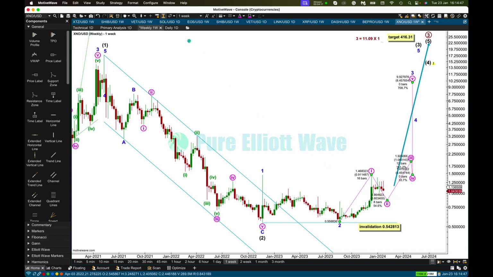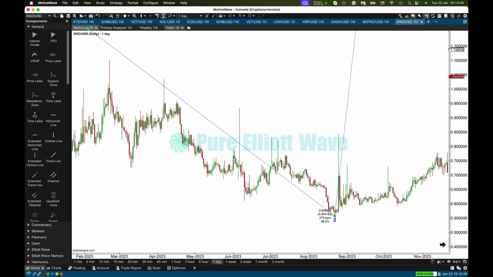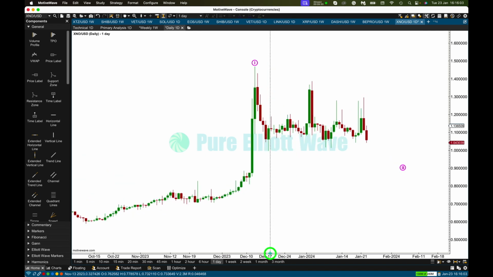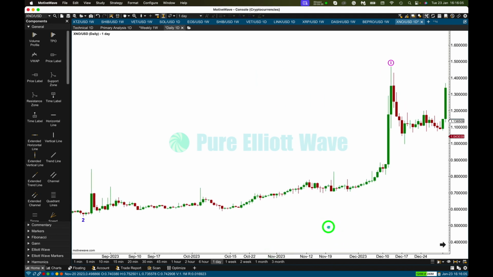Let's have a look at that at the daily. Minor 2 is a 98.5% correction of minor 1. There's virtually no room left, or almost no room left for it to continue, so I expect it's over there. And that's really normal for a second wave correction within cryptocurrencies. Let's focus on the structure of minute 1. Let's try and see if we can see a complete 5 wave impulse.